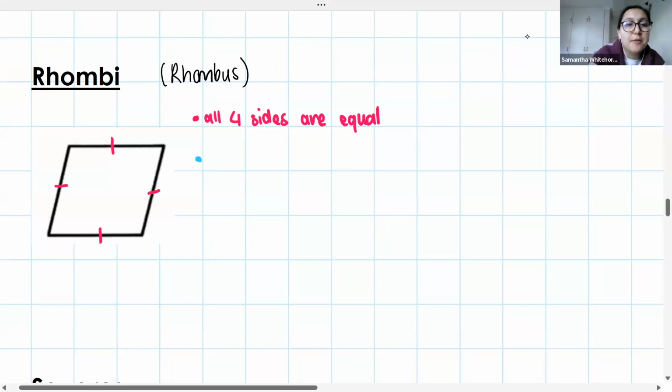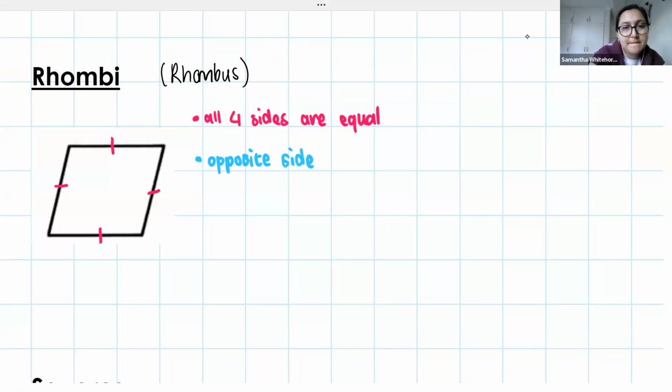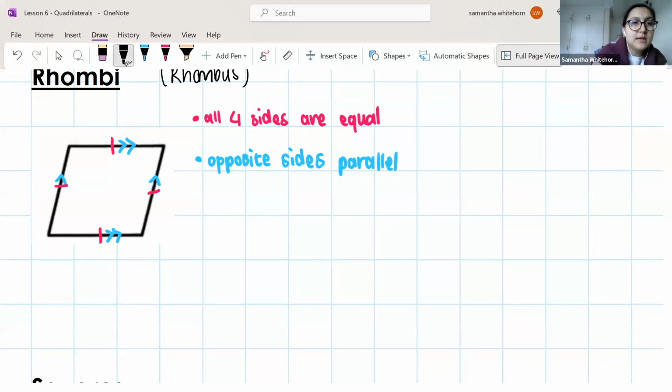My mind. Opposite sides are parallel. So again, it makes it a special type of parallelogram because we have these opposite sides parallel. What else do we have? Adjacent sides are equal. That's also a really nice way to say all four sides are equal. Opposite angles are equal to each other. Very nice.